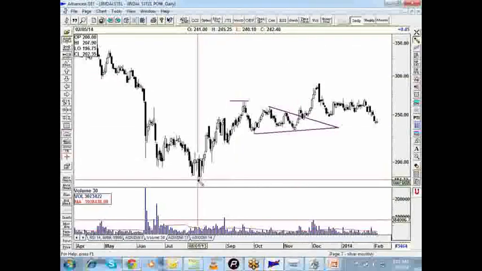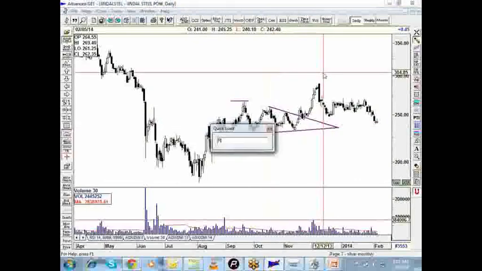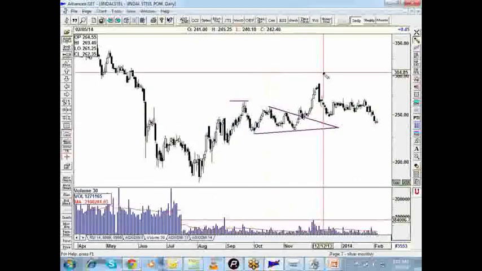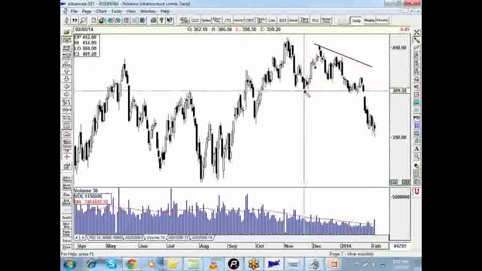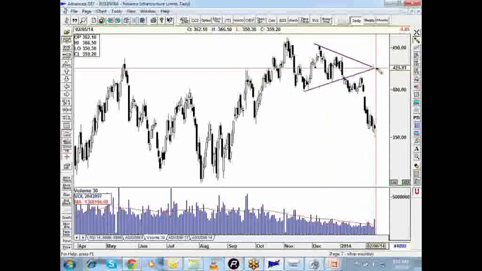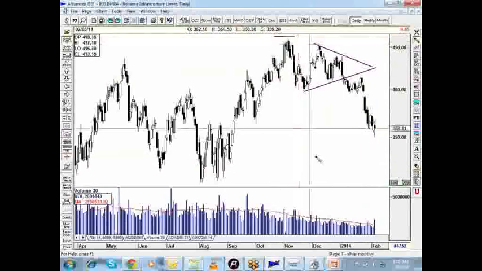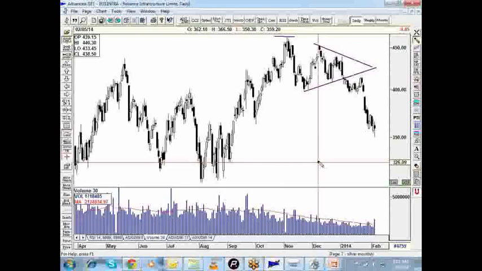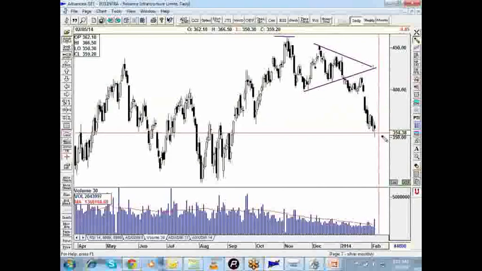This is symmetrical triangle. So it works as a continuation. Up, sideways, up. This is the recent. So I'm not taking the absolute high. You can't. Went down, gave a pullback, and now it's reached the target.